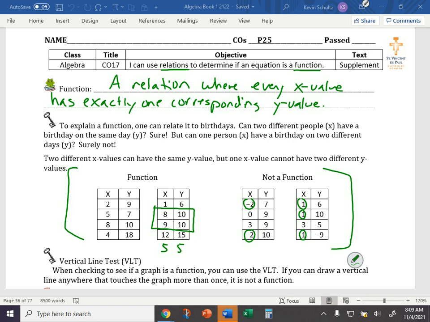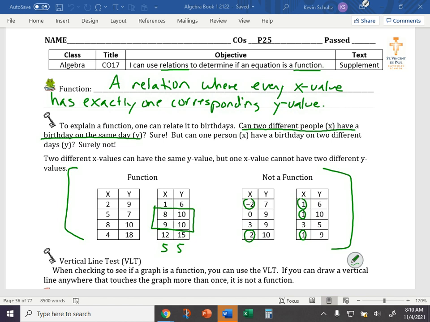Okay, because my other way to explain it is using birthdays. To explain a function, one can relate it to birthdays. Here's the question. Can two different people have a birthday on the same day? Yes. That's kind of like what Alex was talking about here with this 8 and 9 both equaling 10. 8 and 9 represent two different people that have a birthday on the same day. That's okay, right? That can happen.